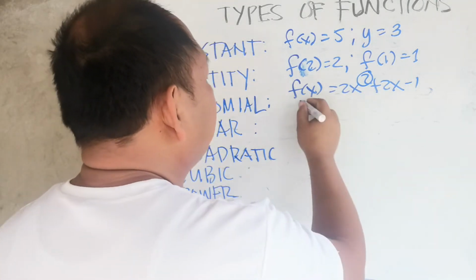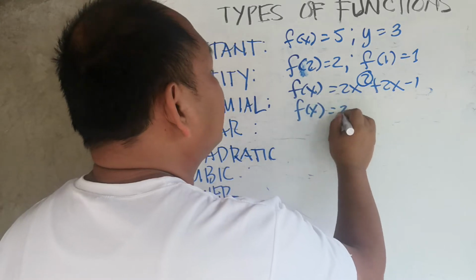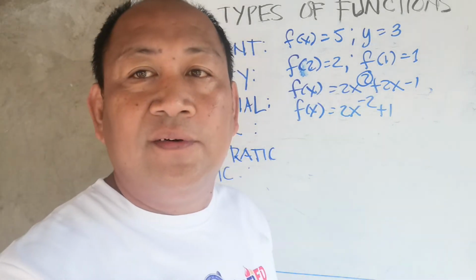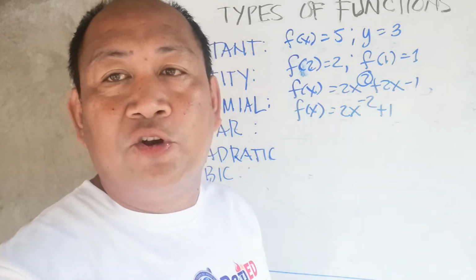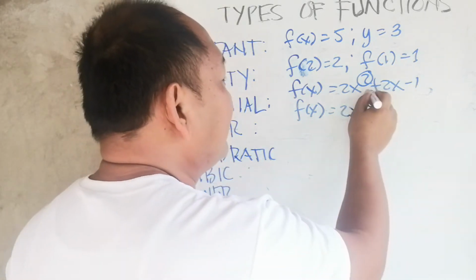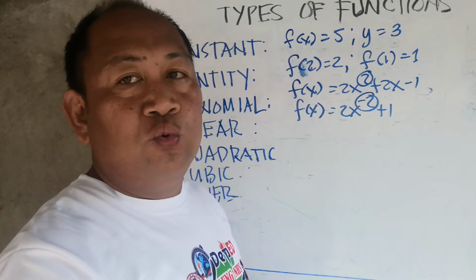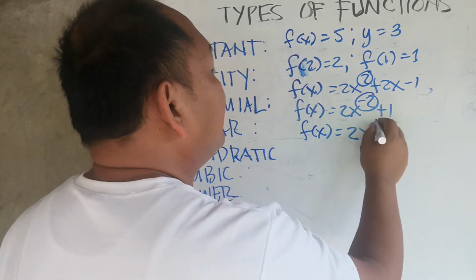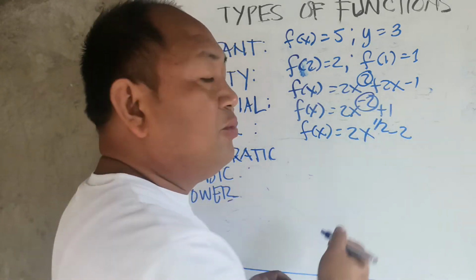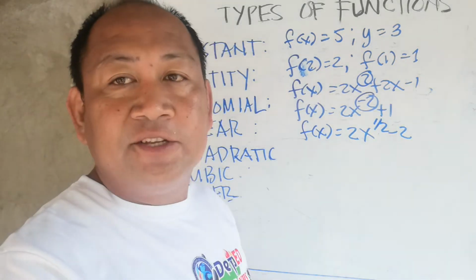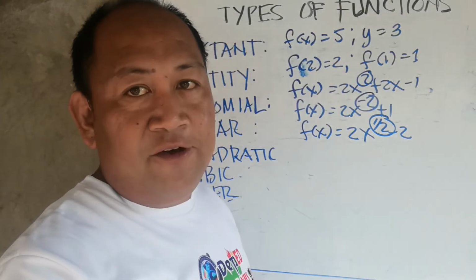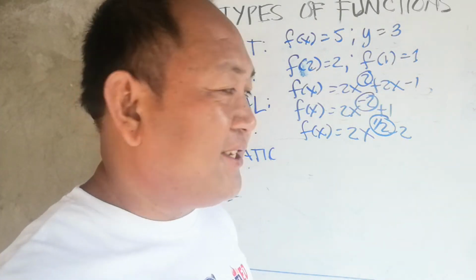What about this? f of x equals 2x raised to negative 2 plus 1. Is that an example of a polynomial function? No. Why? Because the exponent is negative 2. What about f of x equals 2x raised to 1 half minus 2? Is that also a polynomial function? No, because the exponent is 1 half. So be reminded of those conditions.